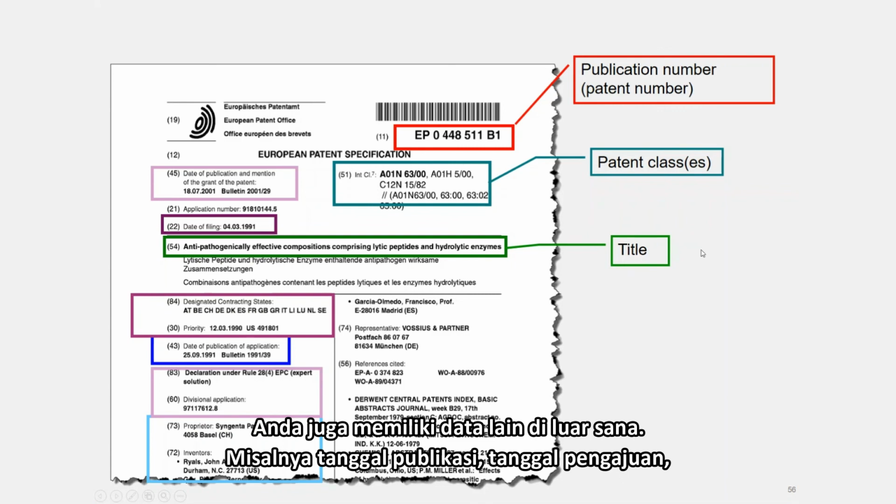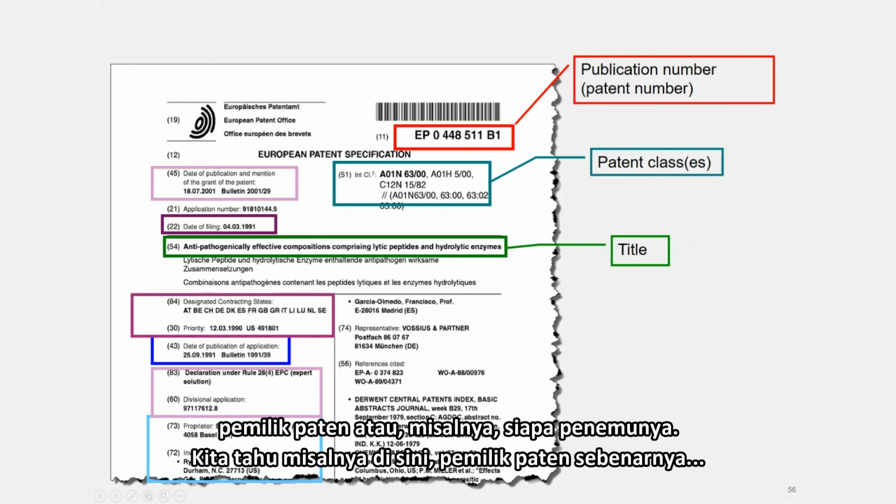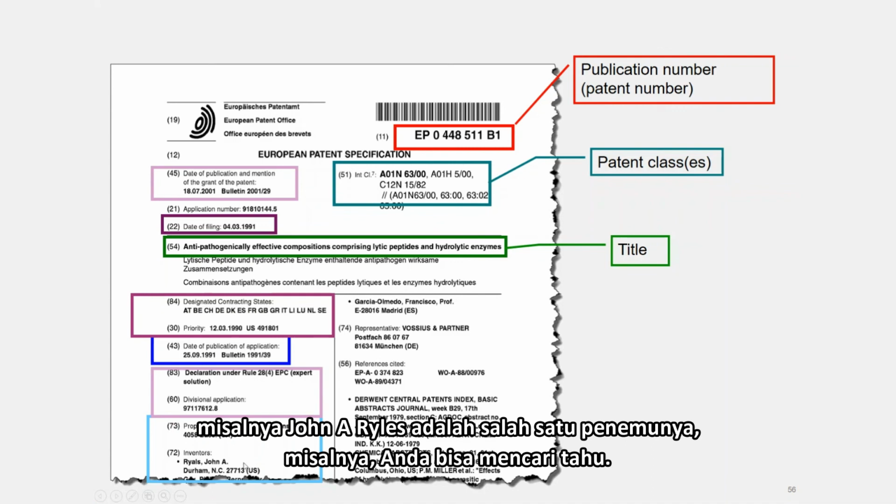You have also other data out there. For example, the date of publication, date of filing, maybe also a date of priority, then the date of the publication of the application. You will have also the possibility to see the data about the patent owner, or for example who is the inventor. So for example, here the proprietor, the patent owner, is Syngenta Participations AG, which is a Swiss-based company, and the name of inventors, for example, is John A. Riles, one of the inventors.